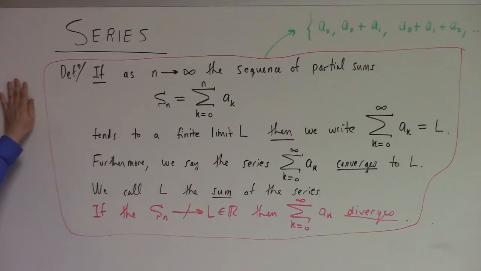Everything in black is the convergent case, okay? On the other hand, if the nth partial sum, S sub n, does not converge to L in the reals, then we say the series diverges. Sometimes you could say it's a divergent series.